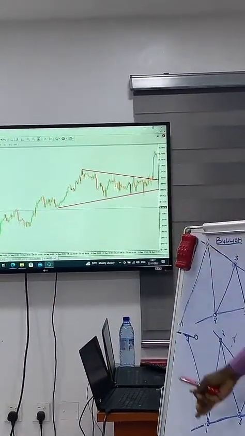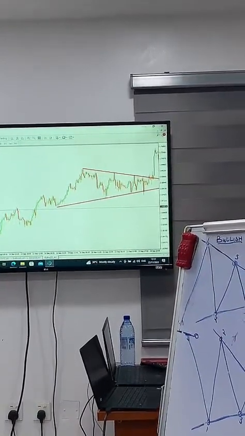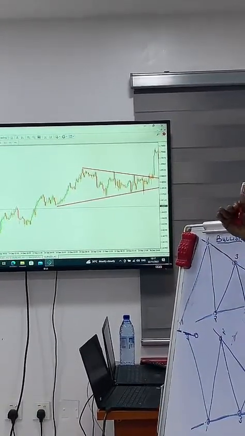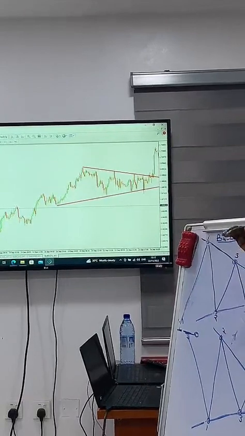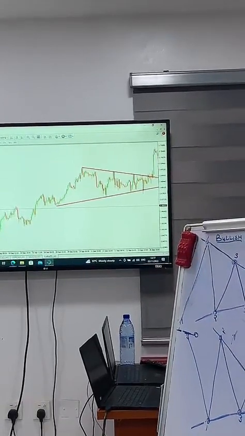Now, let's look at a simple strategy. Yesterday, after our ascending and descending triangle, I also initiated a simple strategy. Let's look at another simple strategy today, just to cap up today's class. Okay, let's look at this.